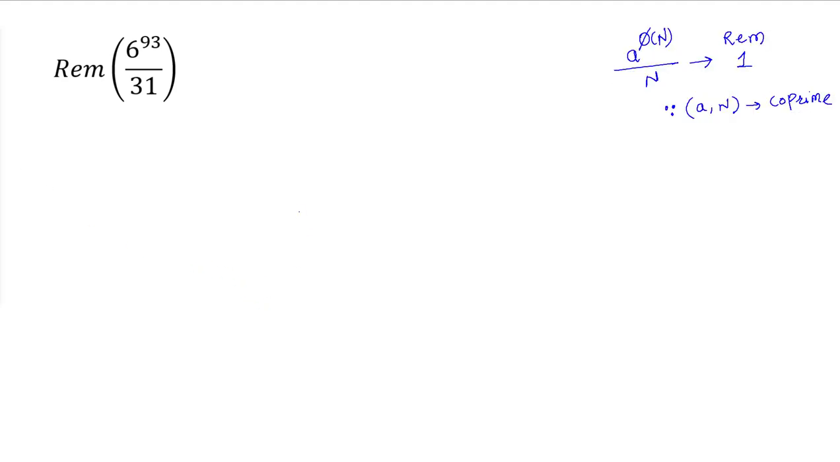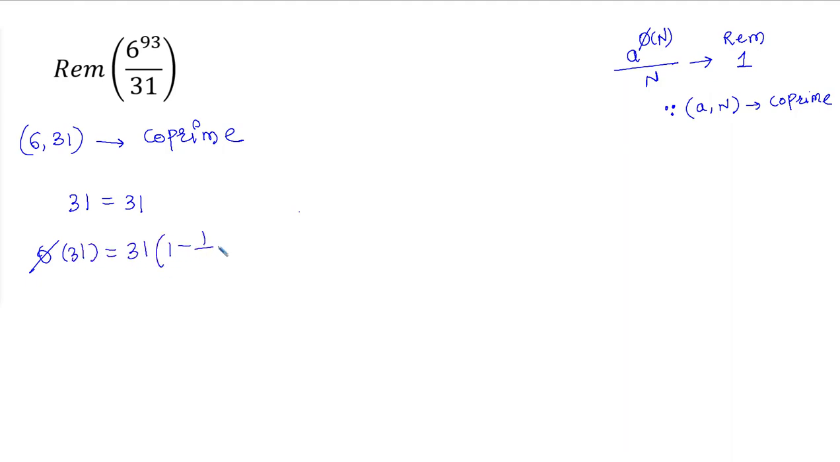Over here, first of all, let's identify that 6, 31 is a co-prime pair. Okay, so now the prime factorization of 31 is 31 itself, because 31 itself is a prime number. Okay, so let's find the Euler of 31. Euler of 31 is going to be how much? 31 into 1 minus 1 by 31. Okay, that is equal to how much?